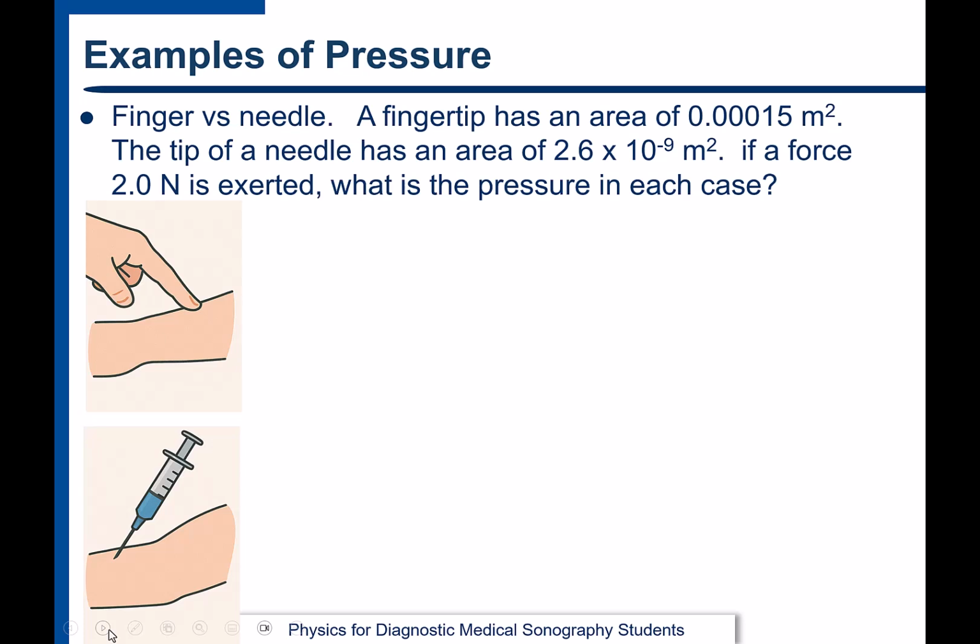A fingertip has an area of about 0.00015 meters squared, whereas of course the tip of a needle has a very small area. So notice it's 2.6 times 10 to the negative ninth meters squared.